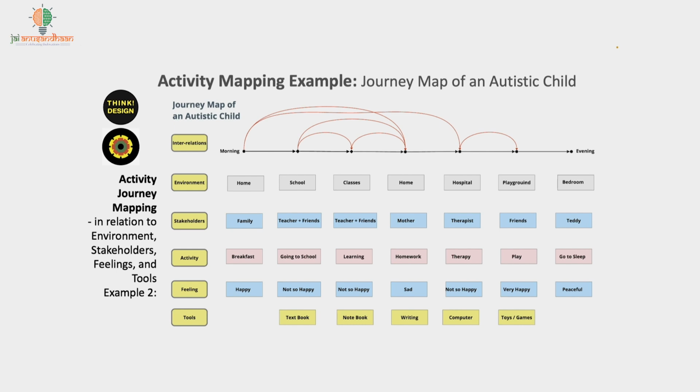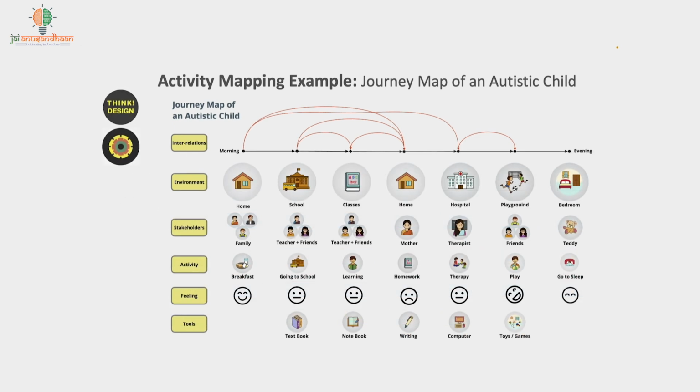So, start with keywords, and if you can replace them with images, nothing like it, because suddenly the map becomes visible and visual, and you can see the environments very clearly, the child has the relationships, from families to teachers to friends to mother to therapist, again back to friends, and yes, even the teddy bear becomes an important stakeholder for the child.